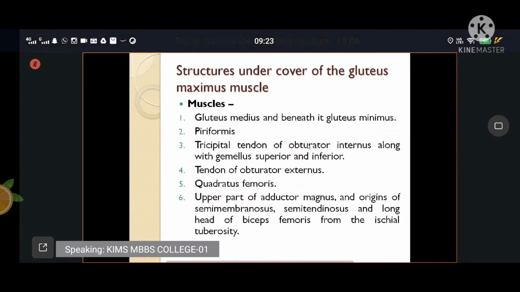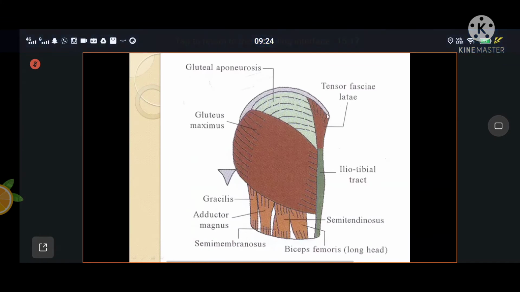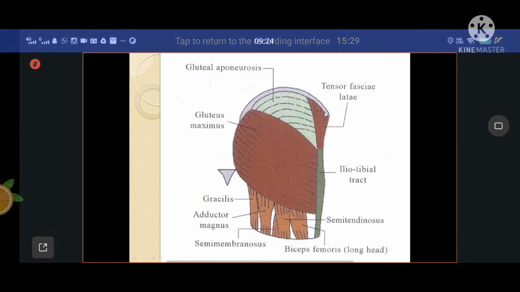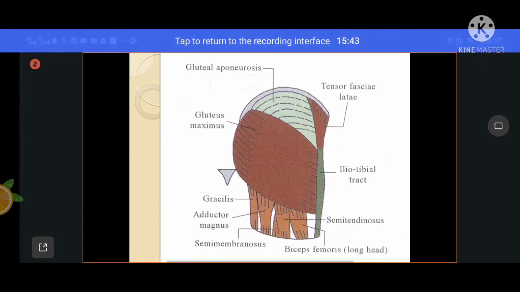Then coming to the other muscles, what are the other muscles? Now you see here the other muscle, that is the tensor fascia lata. Where is this one? This is the tensor fascia lata. It gets its origin from the outer lip of the iliac crest, right? And it is inserted into the iliotibial tract. And where is this iliotibial tract inserted? It is attached to Gerdy's tubercle of the tibia, right?